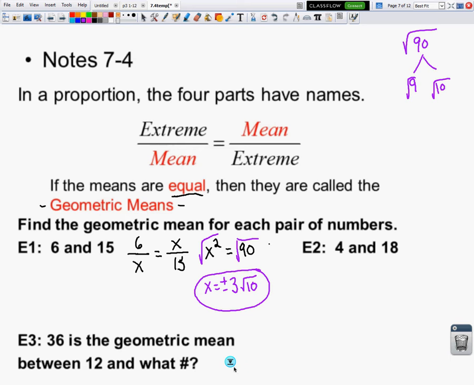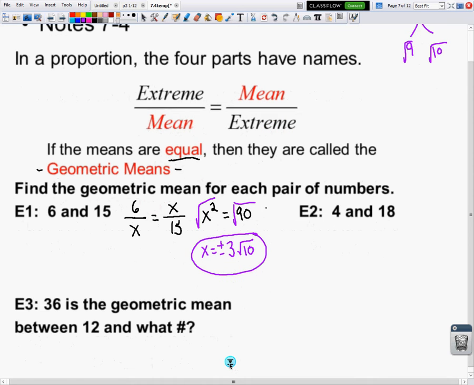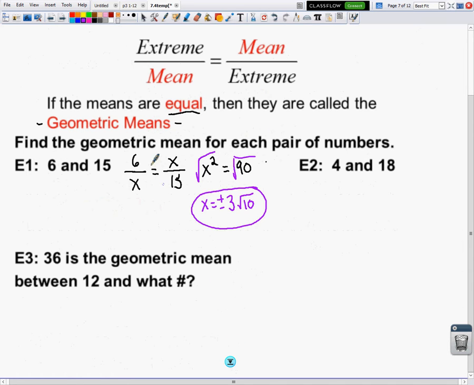In the second example, they're still asking me to find what? The geometric mean. What am I going to put where the means belong? X. What's going to fill in the other two places? 4 and 18. X times x, x squared. 4 times 18, 72.